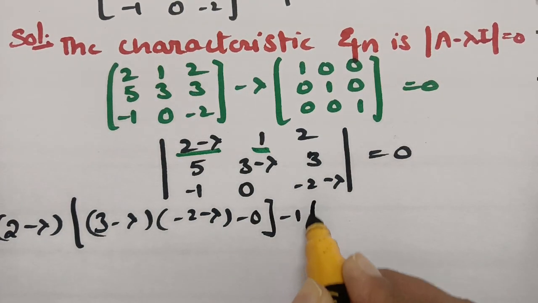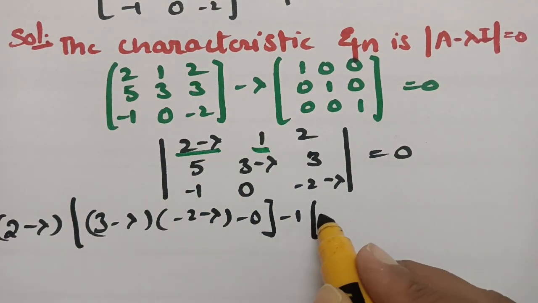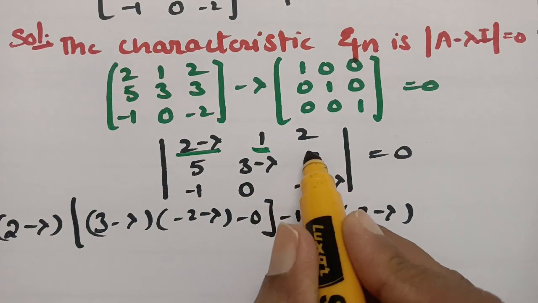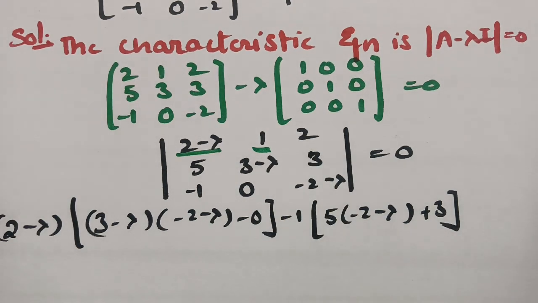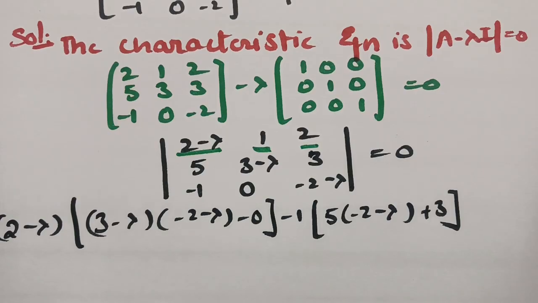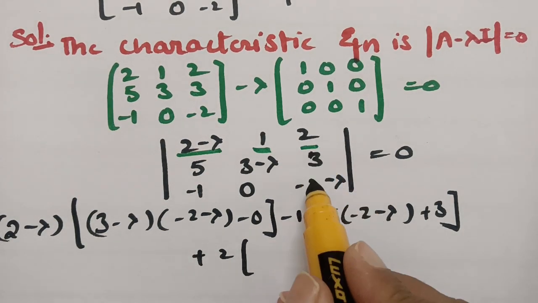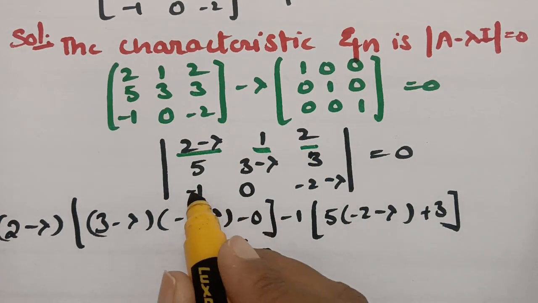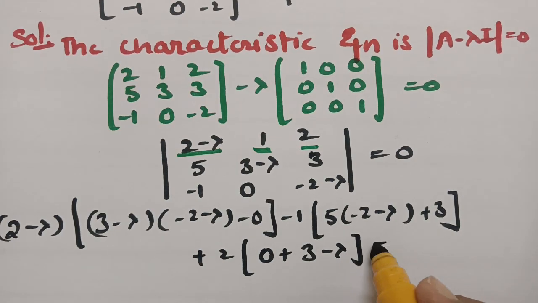So this is -1 times of. Now we have to close the row and column, so these two should be multiplied. That is 5 into (-2 - λ), minus of minus, this value is plus 3. And the next one, the third term, this value is 2, so this will be 2 times of. Now if I close this row and column, we have to multiply this one by 0, and minus of minus is plus, this will be (3 - λ) = 0.